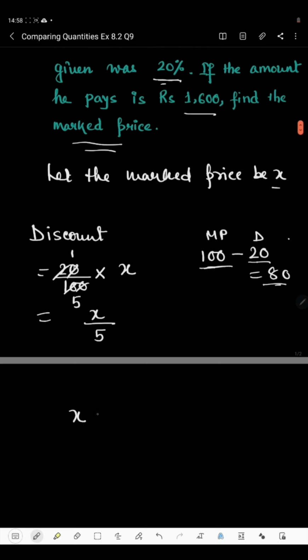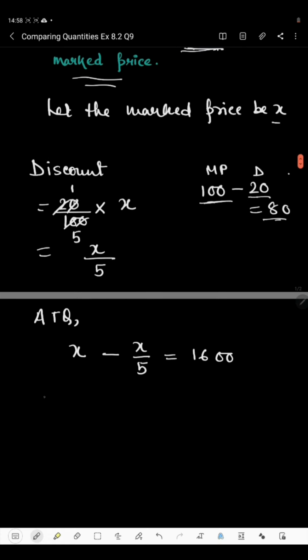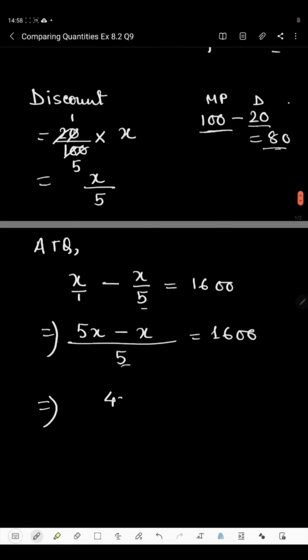Now the mark price is X. From there, if you deduct the discount, then you will get the price which is to be paid. And how much did he pay? It's rupees 1600. So X minus X by 5 is equal to 1600 according to the question. So here if we take the denominator 5, 5 ones are 5. Now 5 multiplied by the numerator, which is 5x, minus 5 divided by 5 is 1, 1 into x, is equal to 1600. Now 5x minus x is 4x divided by 5 is equal to 1600.